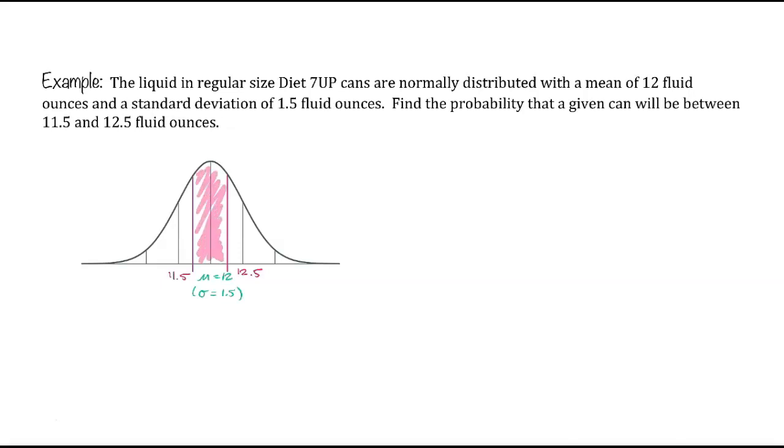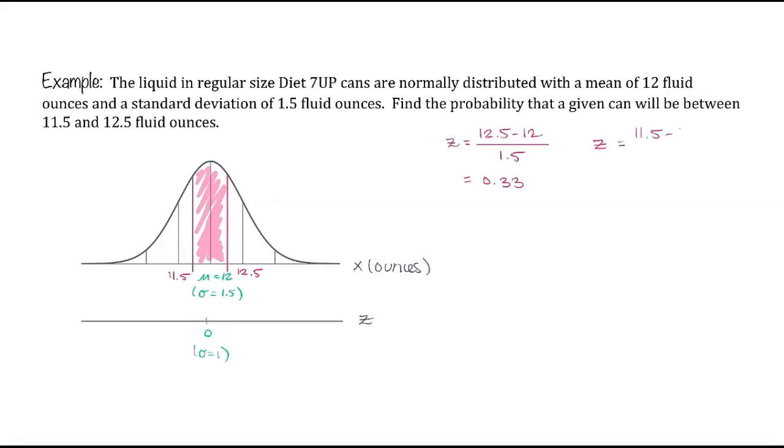We'll start by translating our X values, which in this case are in ounces, to their corresponding Z-scores. The Z-score corresponding to the mean is of course 0, and here the standard deviation is equal to 1. The Z-score for 12.5 is equal to 12.5 minus 12 divided by 1.5, or 0.33. The Z-score corresponding to 11.5 is 11.5 minus 12 divided by 1.5, or negative 0.33.